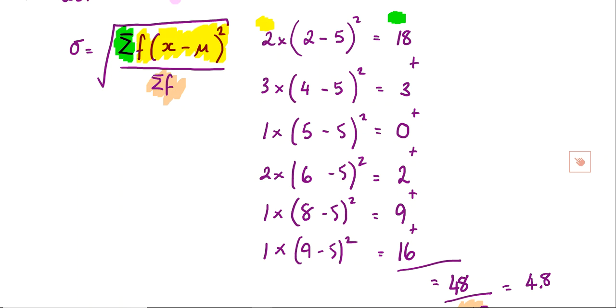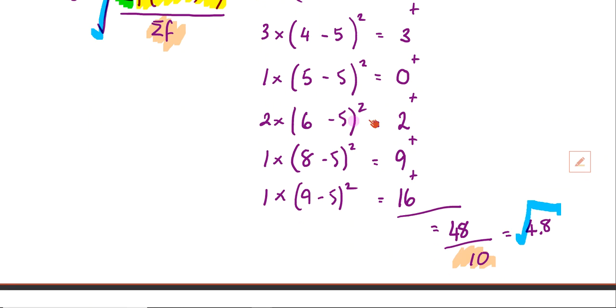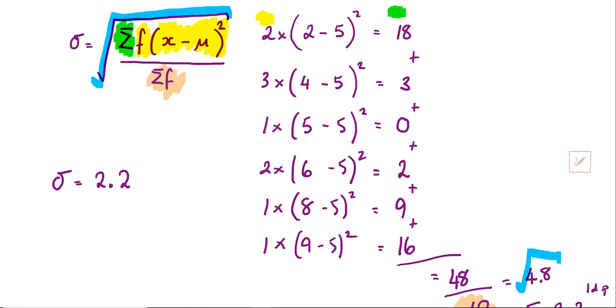Now I'm left with one final thing to do, which is square root. So square root that. And I get 2.2. You're rounding to 1 decimal place. Okay. So I've got the standard deviation as 2.2. Does that make sense? How to do it? Yeah.